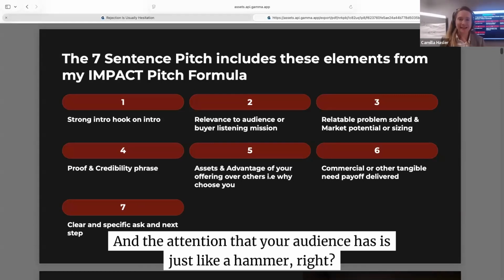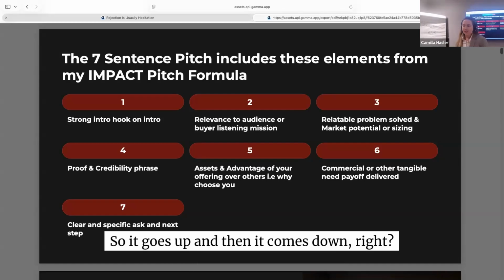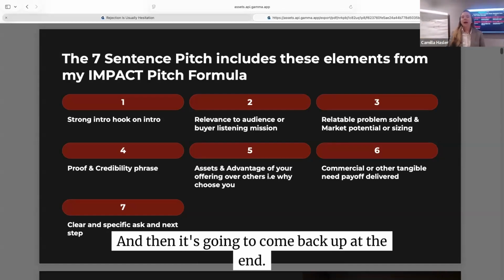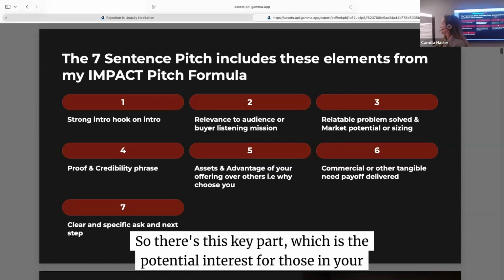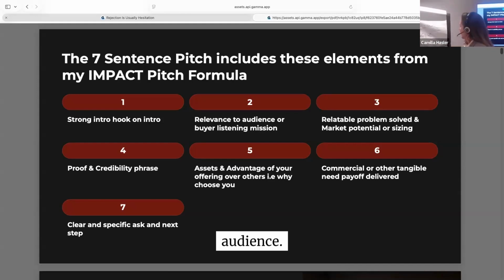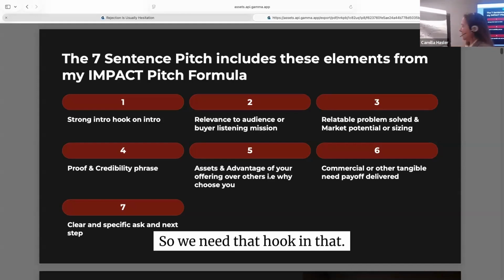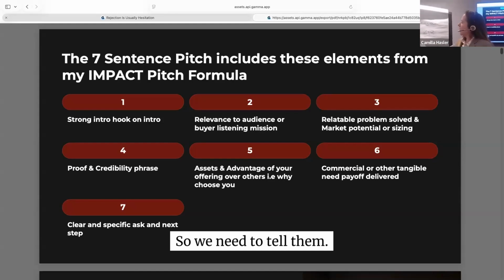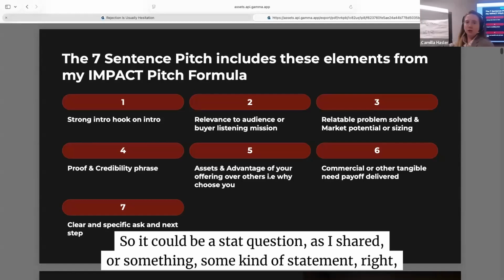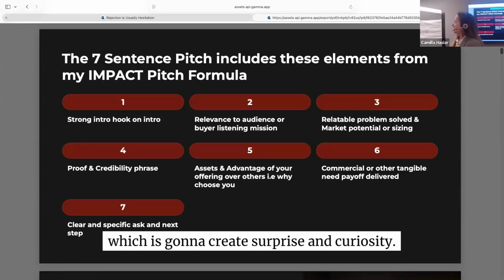And the attention that your audience has is just like a hammer. So it goes up and then it comes down, and then it's going to come back up at the end. So there's this key part, which is that the potential interest for those in your audience is at its highest at the start. So we need that hook in there. So it could be a stat, a question, as I shared, or some kind of statement which is going to create surprise and curiosity.